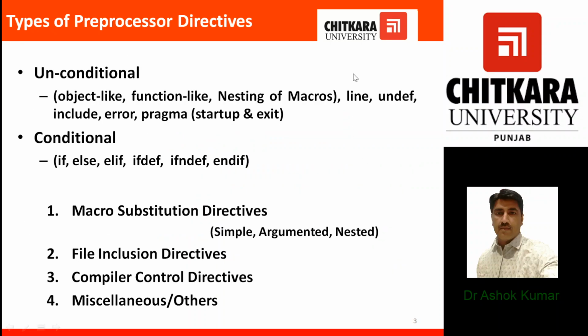These preprocessor directives are divided into 2 categories: unconditional and conditional directives. We'll discuss these 2 kinds in more detail in the coming slides. Or you can divide the preprocessor directives broadly into 4 types, shown here: macro substitution directives, the second one is file inclusion directives, the third type is compiler control directives, and miscellaneous or other directives.